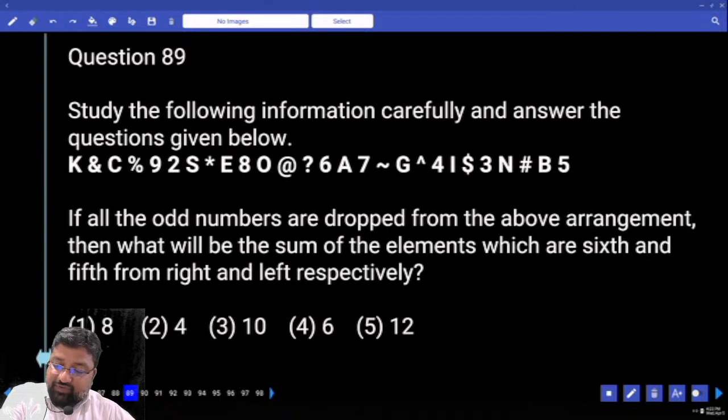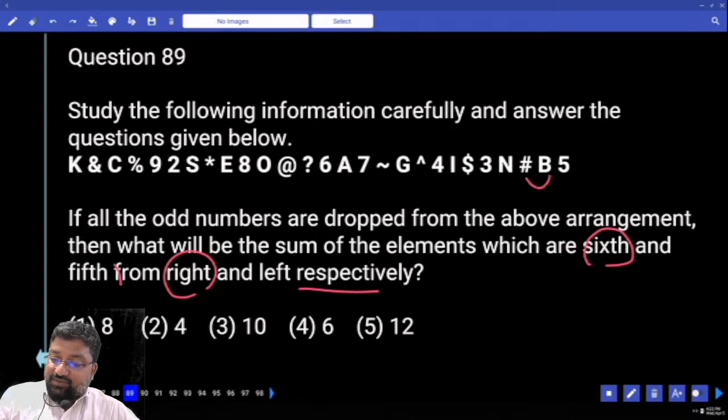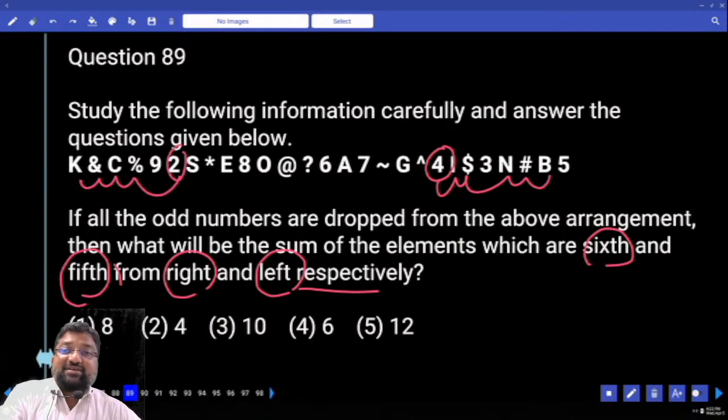If all the odd numbers are removed from the above arrangement, what will be the sum of the elements which are 6th from the right and 5th from the left respectively? He used those words, so 6th is going to be the 6th element from the right, but odd numbers are removed. So 1 2 3 4 5 6, 4. After that, 5th from left: 1 2 3 4 5 is 2, why? Because odd numbers are removed. So 4 plus 2. What's the answer? 6.